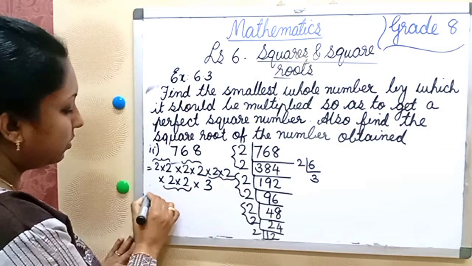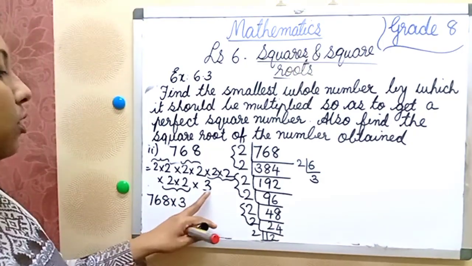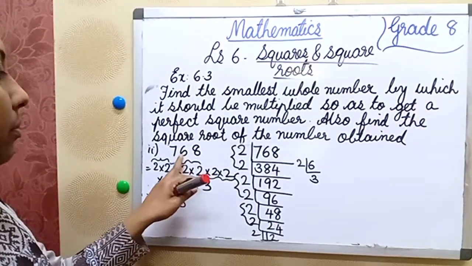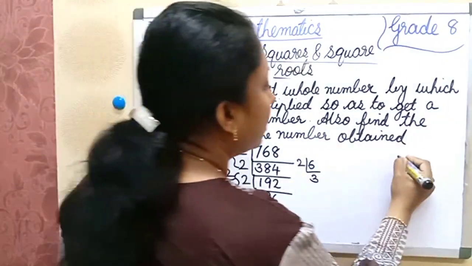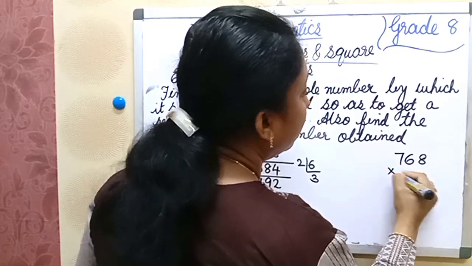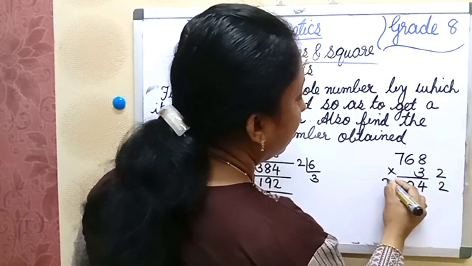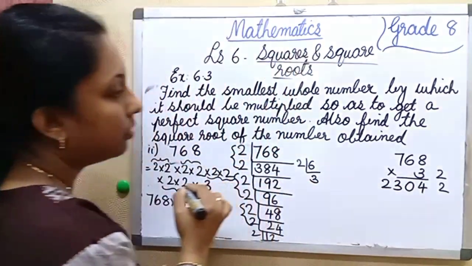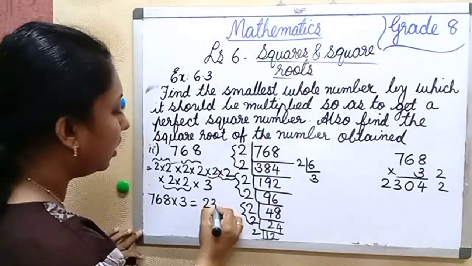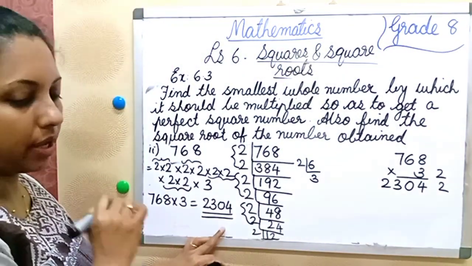Only 3 left. So 768 into 3 we can do. So 3 is the smallest whole number by which, when we multiply 768, it will become a perfect square. This 768 into 3 is 2304. This is a perfect square.